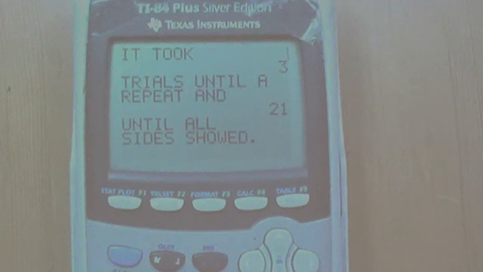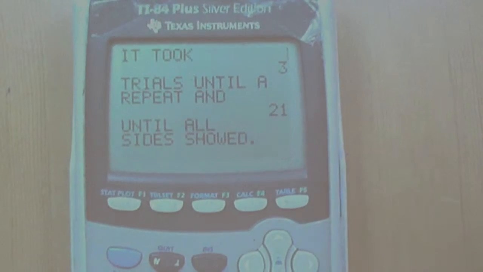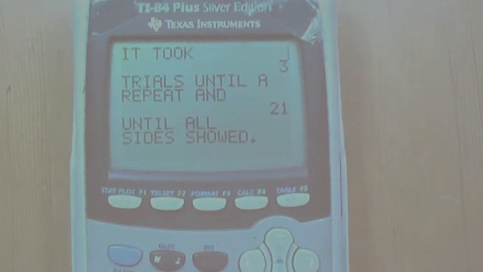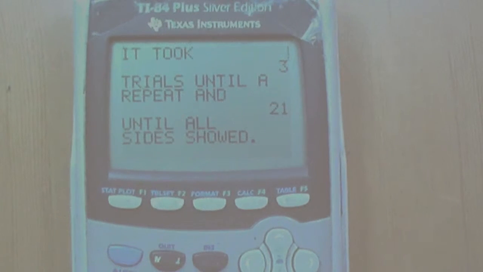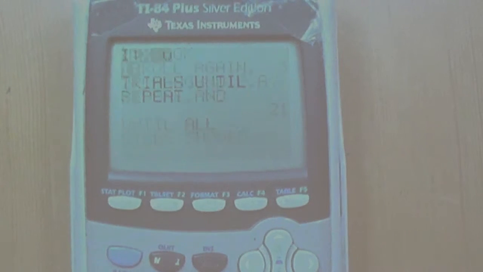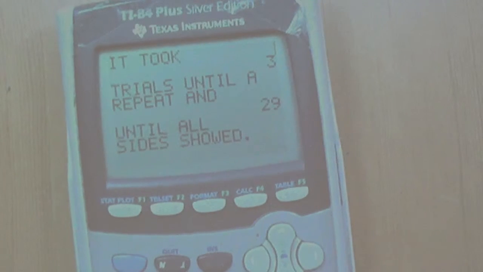3 and 21. You can see this is why I don't want us doing it in class with real dice, because you'd be here all day, which is okay. Data collection's wonderful, but at the same time, it's also nice to see what's called a Monte Carlo simulation. Has anybody gotten the interesting outcome yet? Nobody yet. It's okay. Here we go. 3 and 29! Sweet Jesus.